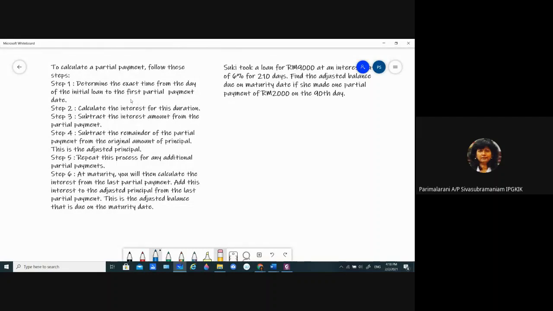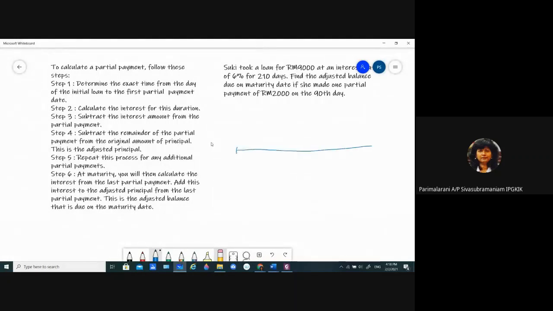When you make a partial payment like this, it is good for you because the interest becomes less. So in the end, you pay back the bank a little bit less. You understand? Okay, let's see how to do it first. To calculate a partial payment, these are the steps that we follow. Step 1, determine the exact time from the day of the initial loan to the first partial payment date.